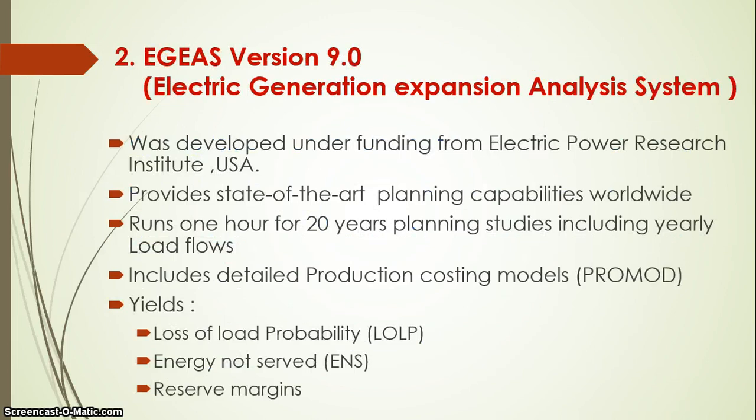Coming to our second software, Electric Generation Expansion Analysis System, EGEAS version 9. It is developed by the Electric Power Research Institute of USA. It provides state-of-the-art planning capabilities worldwide. It can run over 20 years of planning study including yearly load flows.